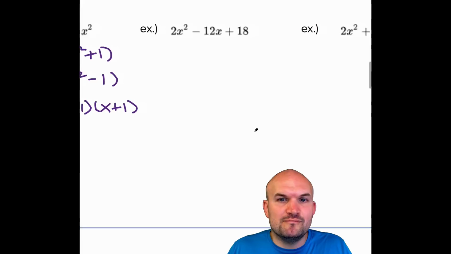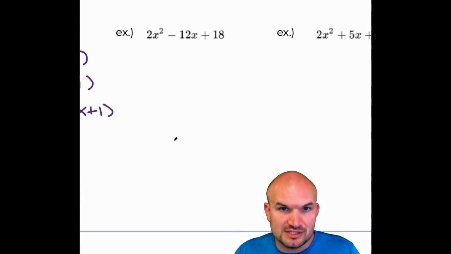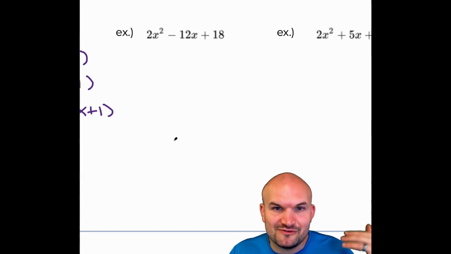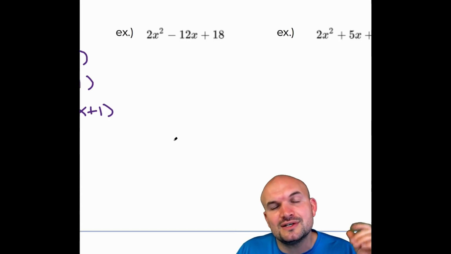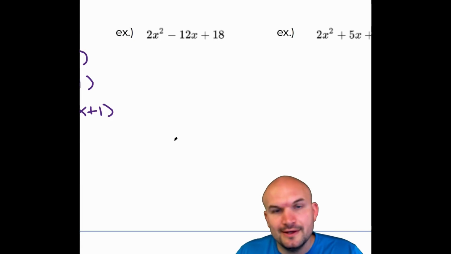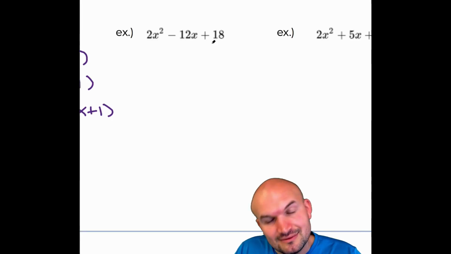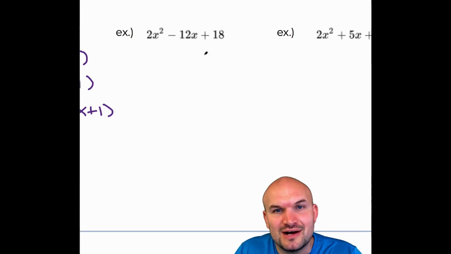One of the very, very important things to remember about factoring is when you're factoring, always look for common factors, right? Just like when we went to factor with radicals, or when we talked about fractions, we always want to simplify. So in this case, I want to factor out any common terms.